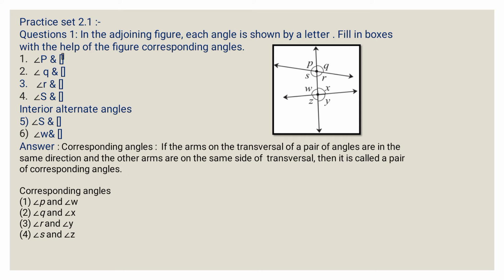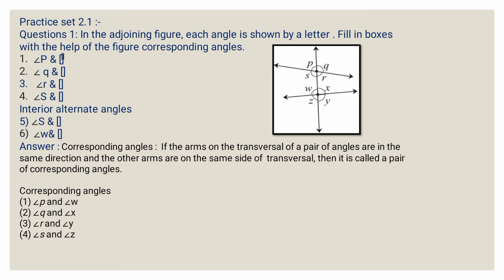Now, the last topic is practice set 2.1. Question 1. In the adjoining figure, each angle is shown by a letter. Fill in the boxes with the help of the following figures. The corresponding angles of the given angles and the interior alternate angles of the given angles, we will find by using this adjacent figure.